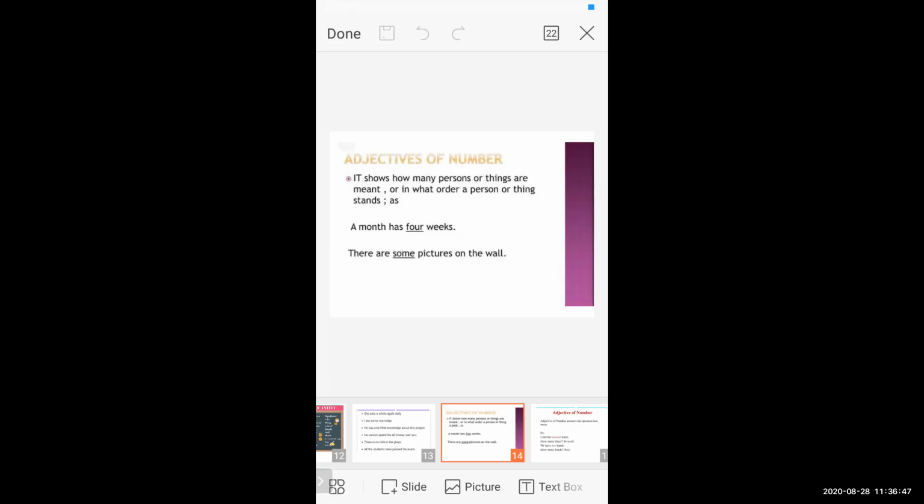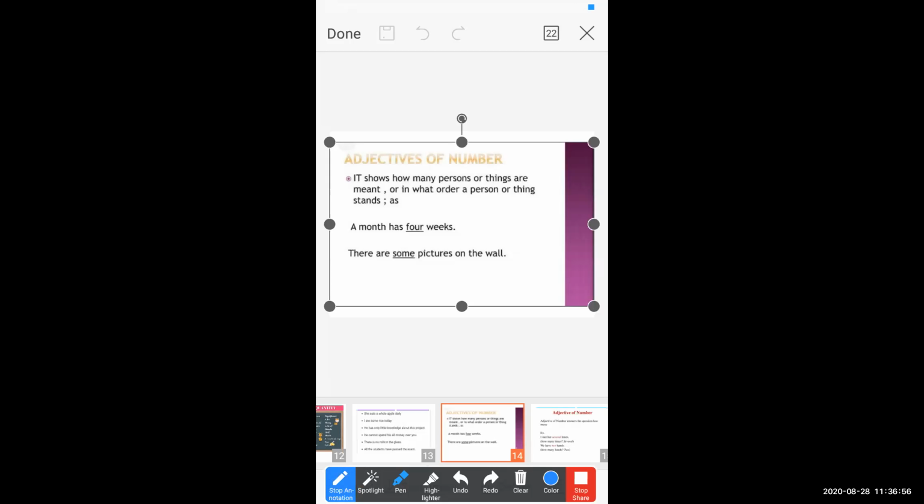Okay, so as you can see in the sentence, a month has 4 weeks. A month has 4 weeks. Now the four comes under the number adjective. Okay, number adjective. There are some pictures on the wall. Here "some" also is a number adjective. Pictures are there. How many? Some pictures are there. So this "some" is also an adjective of number.